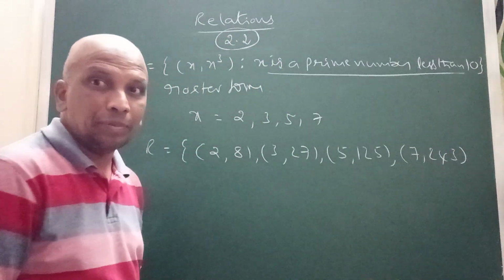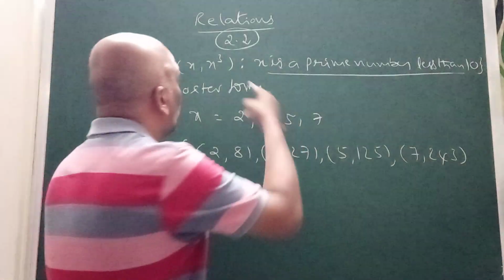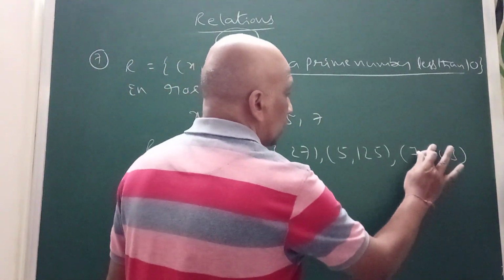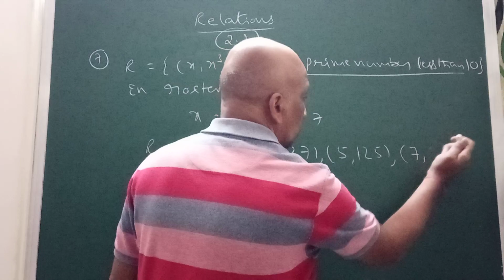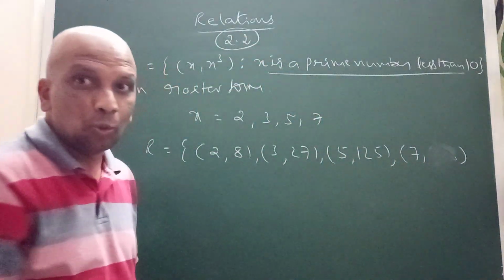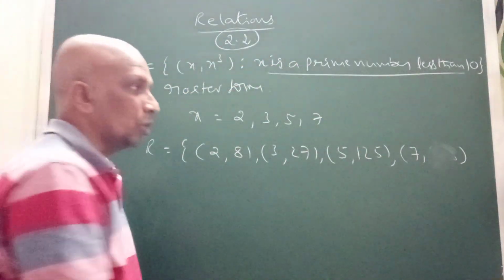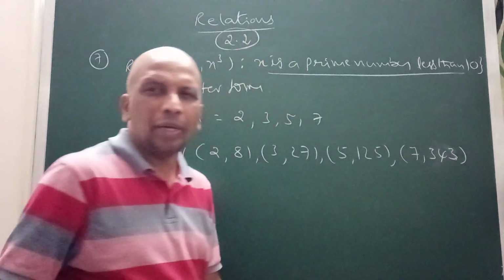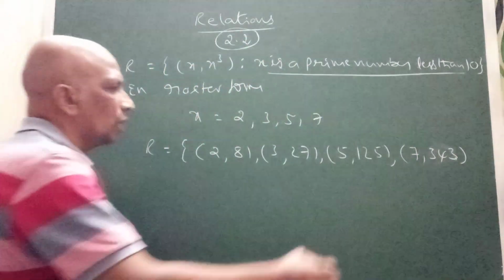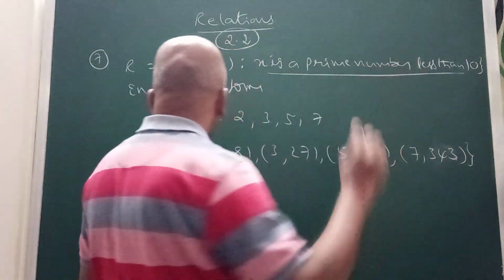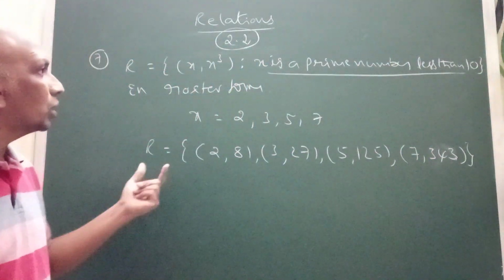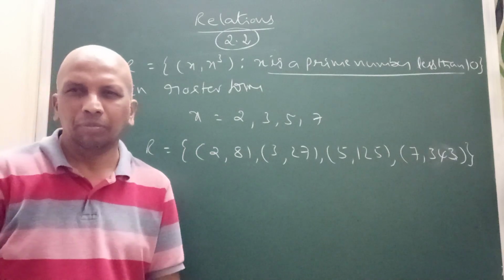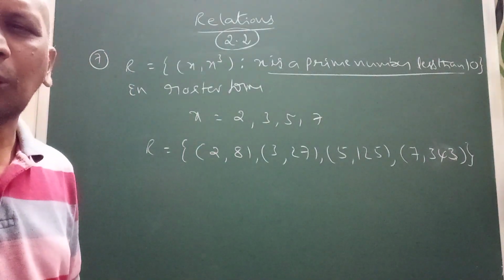You can write here. So 49, so you can see here. I can write 7 cube, right, 343, right? 343, we will get 7 comma 343. So this will come here. They're asking only roster form. That's all. Now I will do the next problem.